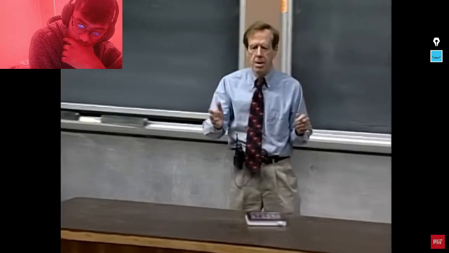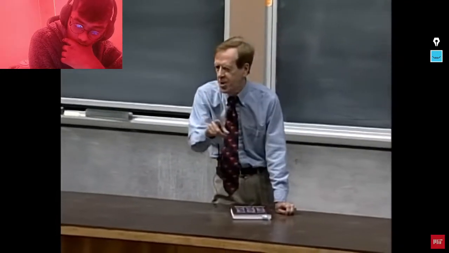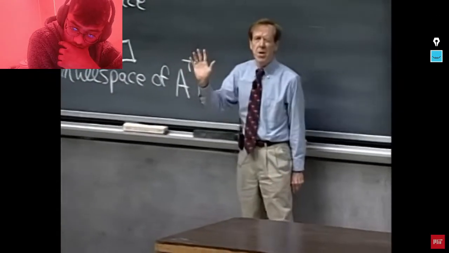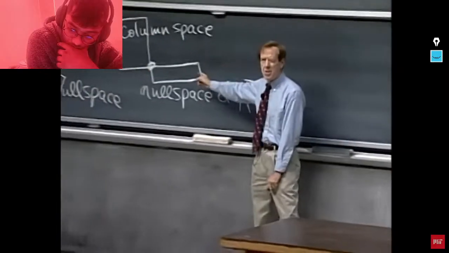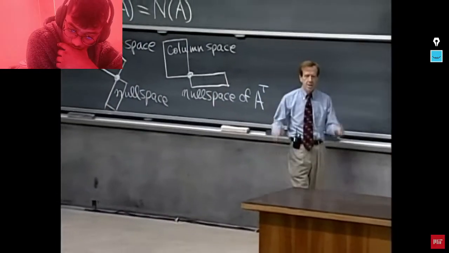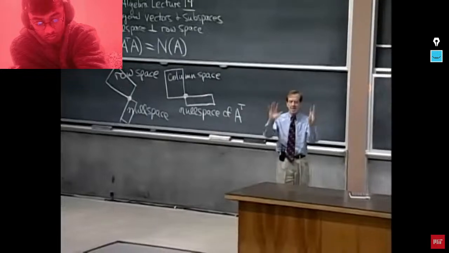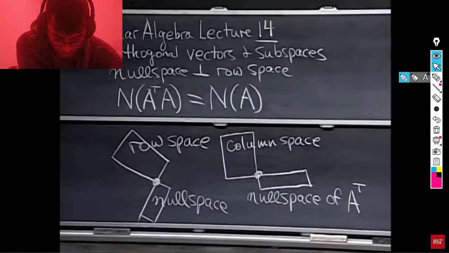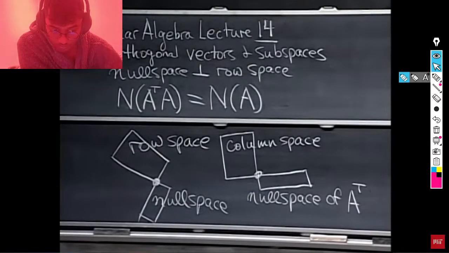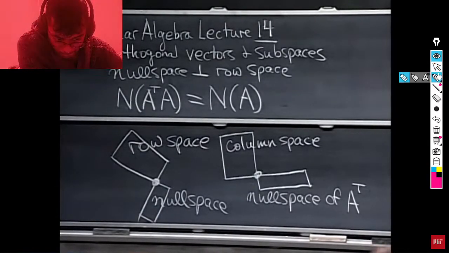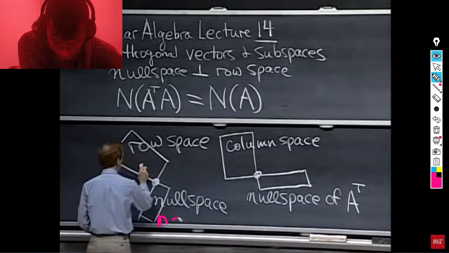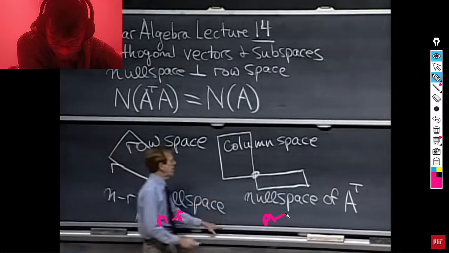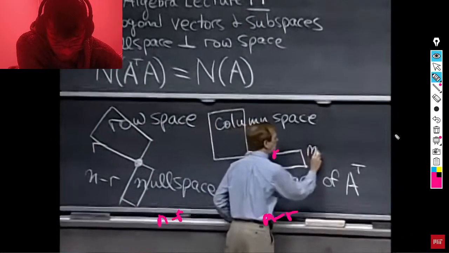So what does it mean? Let me jump to subspaces, because I've drawn here the big picture. This is the 18.06 picture here. So this is the picture, and we know a lot about that picture already. We know the dimension of every subspace. We know that these dimensions are r and n minus r. We know that these dimensions are r and m minus r.